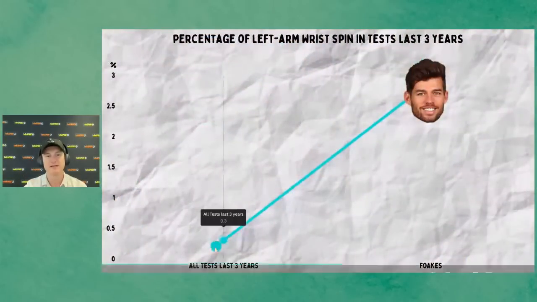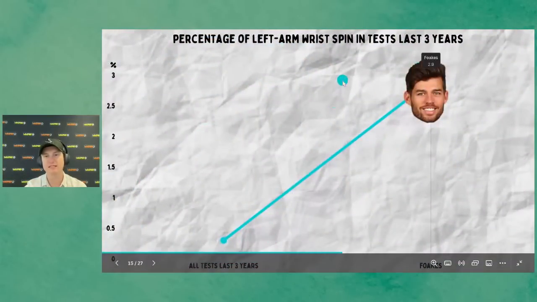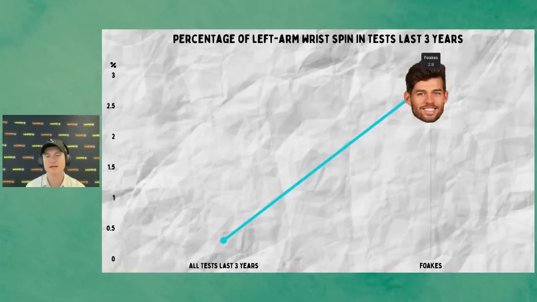However, this is how much bowling has been done by left arm wrist spin in the last 3 years of Test cricket, and this is Foakes in his career. So not quite the last 3 years, but when did he start? 2018. So about 5 or 6 years for him now. You can see that Foakes, weirdly enough, has faced quite a lot of left arm wrist spin. He's up at almost 3%.